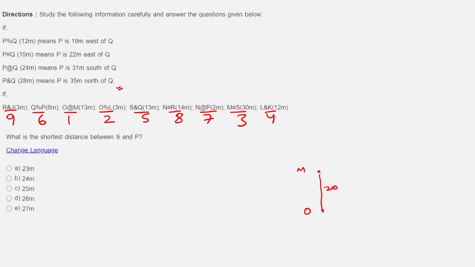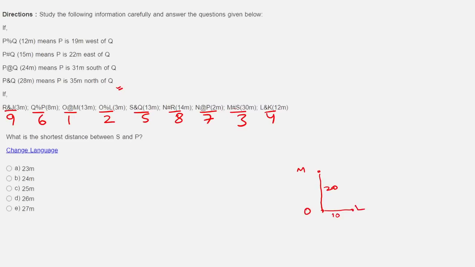Second, O to L. This is percentage. That means what? O is west of L. O is west of L. So my L here will be somewhere here. Yeah, and this is how much? 3 meters. Matlab this will come as 10. I'll get my position L here.